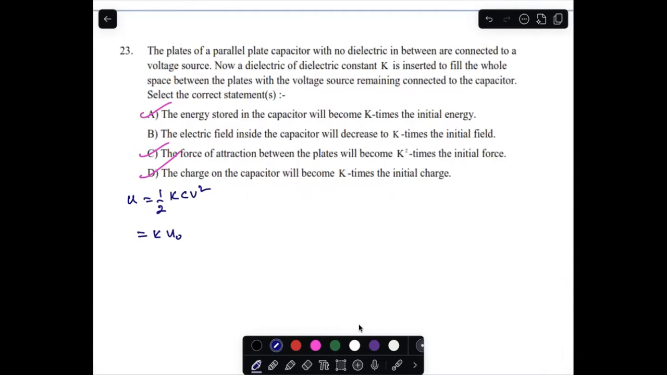Next, the force of, I told you very clear. The force of attraction between the plates will become K square times the initial one. Remember, you may question me, sir, you told Q square by 2ε0A. Yes, previously charge is Q. Now the charge on each plate is KQ. F is proportional to Q square. Initially Q square, finally KQ whole square. So it is K square times the initial value. Absolutely correct. Option D already answered.